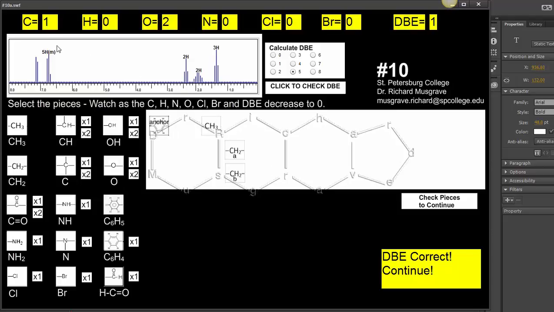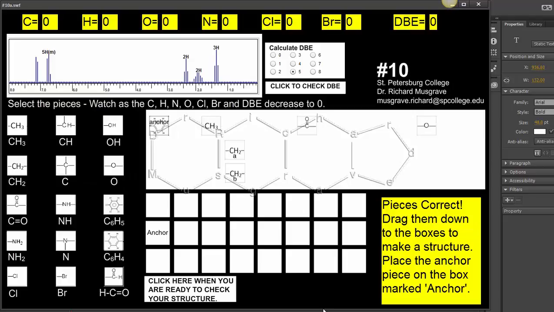And what have we got left over? We've got a C, 2 O's and a double bond equivalent. That suggests a C double bond O and then an O as well. So these are the pieces. Now we've got to put them together. Now there's a fair number of ways that this could possibly be put together, but only one of them will fit the spectrum that we have here.